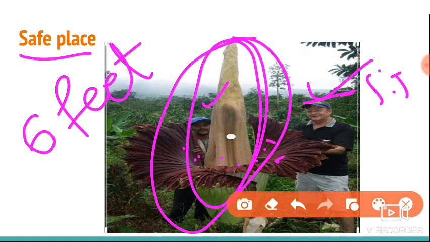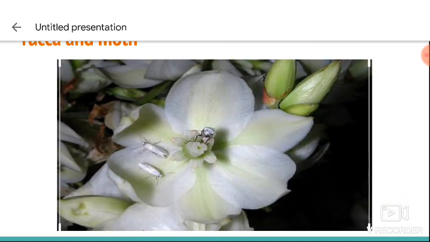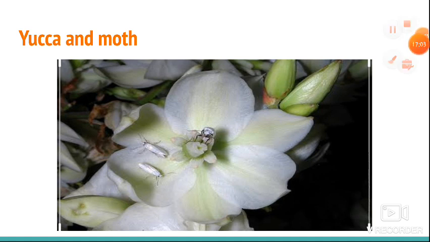Here they can lay the eggs inside the flower, and simultaneously pollination can also occur. This is one example they gave, the amorphophallus flower. Please remember that. And next to this, we can see here yucca and moth.